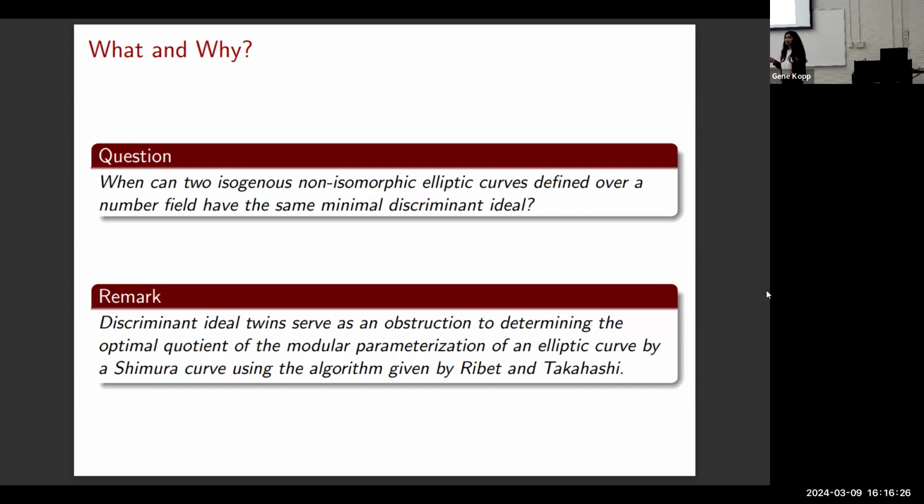So to find this optimal quotient, computing this is going to be really useful. It's like a baby step towards it. And finally, we want to find an algorithm for finding this optimal quotient. That's the main goal. It's a far away future goal. Before that, we have to complete this classification.